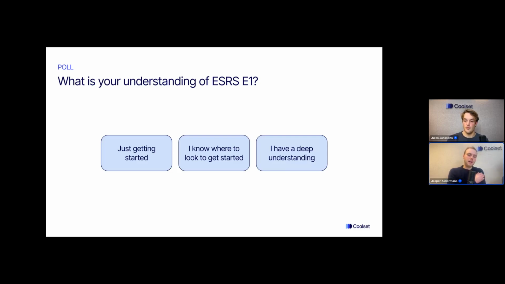While you fill in the poll, I can also maybe share a bit of my experience with regards to ESRS E1, because it's such a large and complex topic. As Jules mentioned, it's 202 data points, and sometimes it's hard to get an overview of exactly where to stand. So I'm curious to see everyone's view on this.